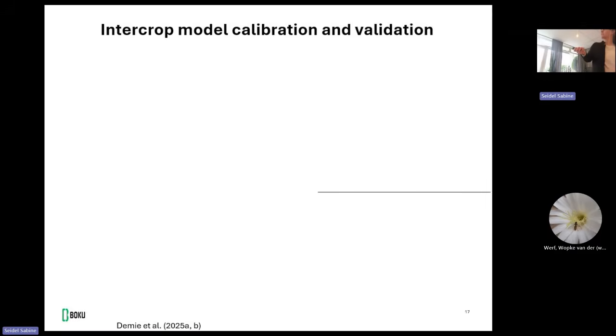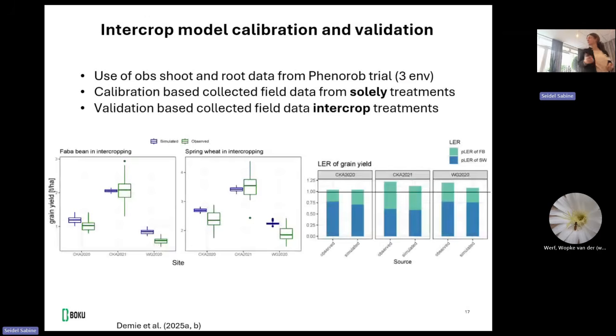Okay, sorry, this is a strange animation. I want to show you here shortly how we have calibrated and validated the model. I know this figure is a bit small, but if you're really interested in the source of the literature, I have shared it with you beforehand, and you can look it up there.